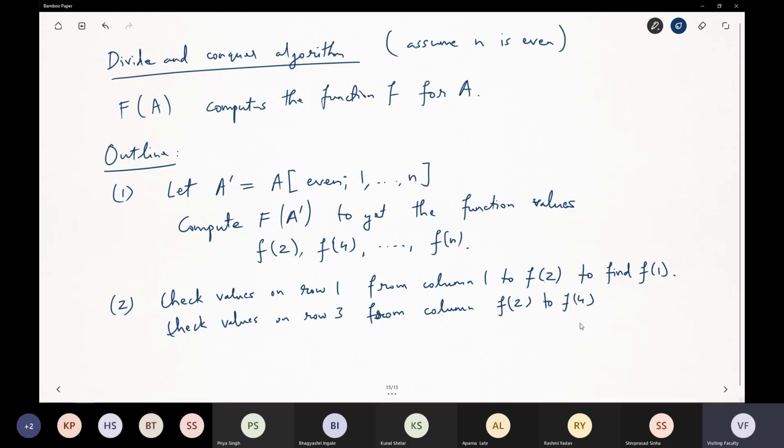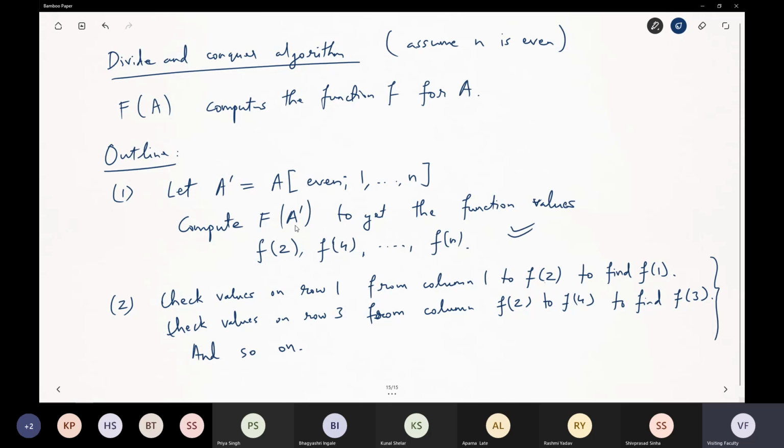Somewhere in between, f of 3 is going to be there, which you'll get by just looking at the minimum, right? So you check across all of these columns to find f of 3, and so on. This way you will also determine all the odd values. The even values are already determined here.